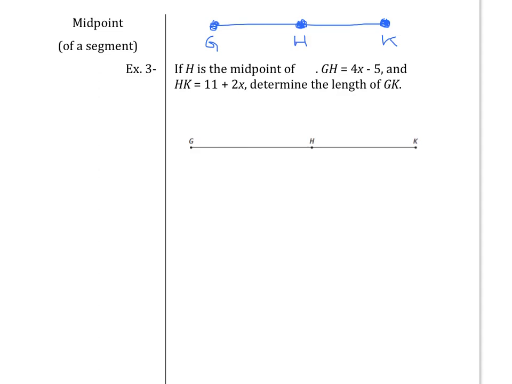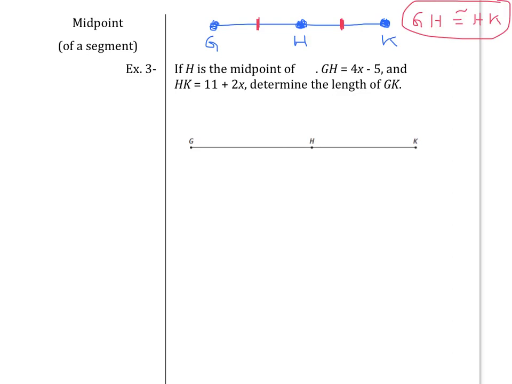So if H is a midpoint, then that means this and this. I hope you remember, we did this in class. GH and HK, this symbol here means that those two segments are congruent. So let's make that statement: GH is congruent to HK. And that's what we're going to use to do the other example, example 3.